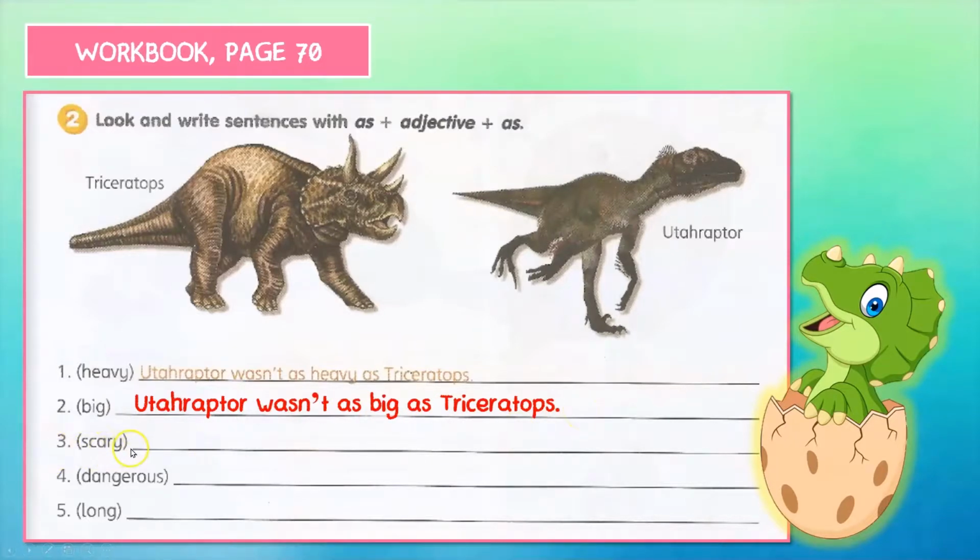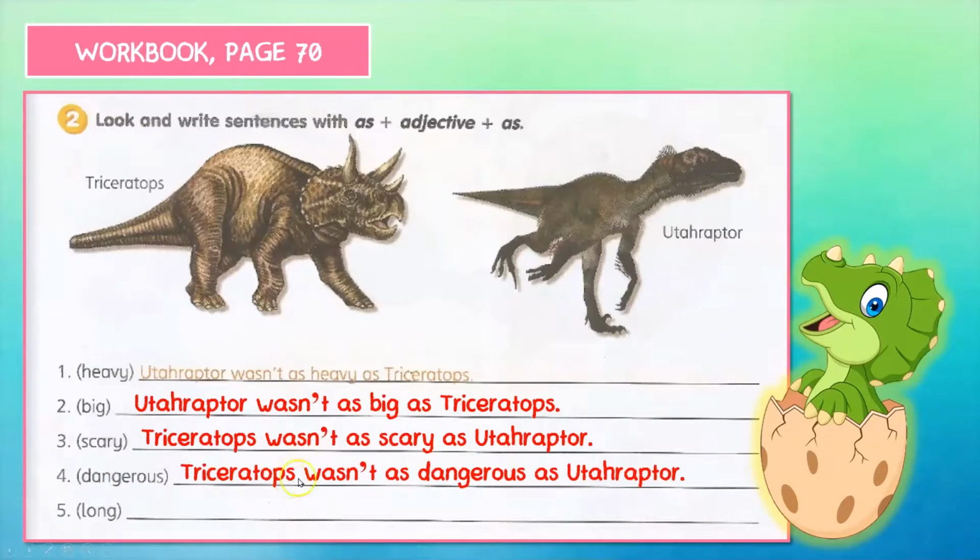Number 3, for the word scary, Triceratops wasn't as scary as Utahraptor. Number 4, for the word dangerous, Triceratops wasn't as dangerous as Utahraptor because Utahraptor was more dangerous. And for number 5, for the word long, Utahraptor was as long as Triceratops.